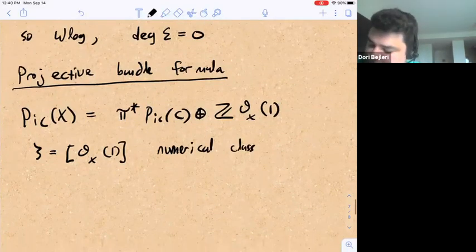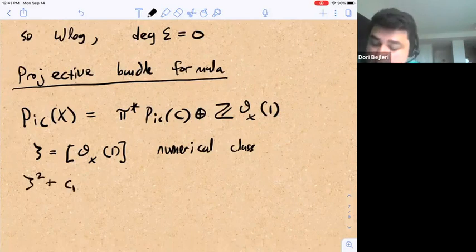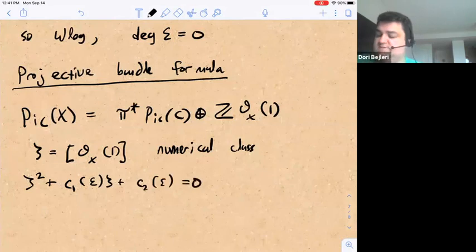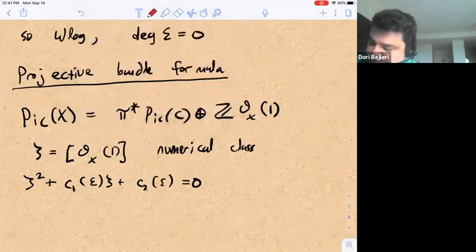The projective bundle formula will also tell us that Xi squared plus the first Chern class of E times Xi plus the second Chern class of E will be 0. So this gives us the relation for the intersection pairing on this Picard. But we're on a curve, so the second Chern class is just 0.